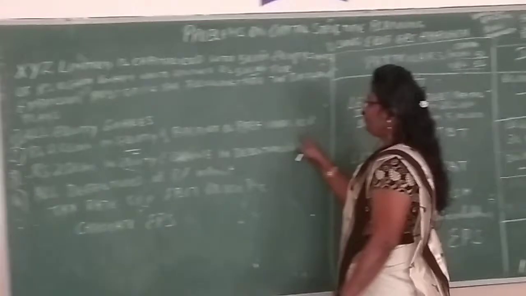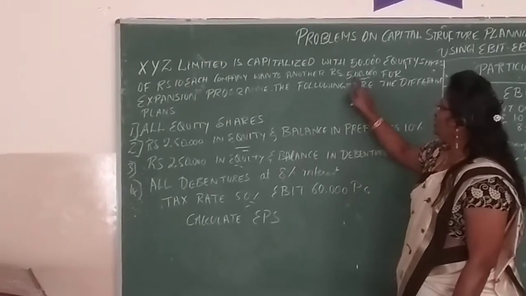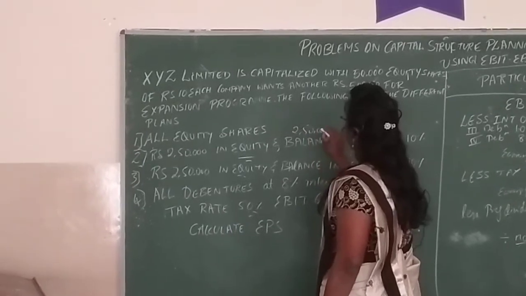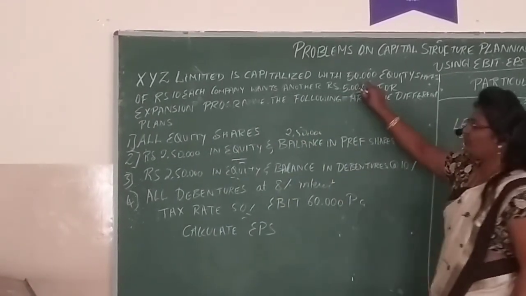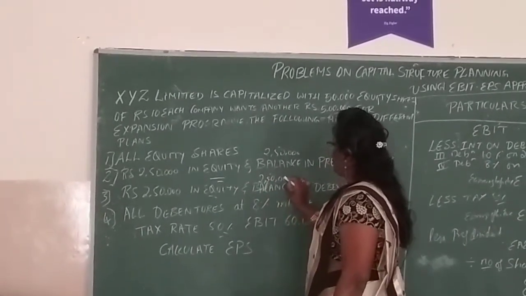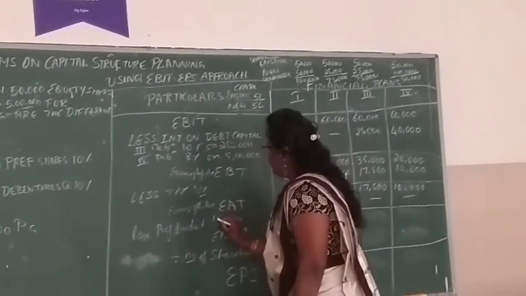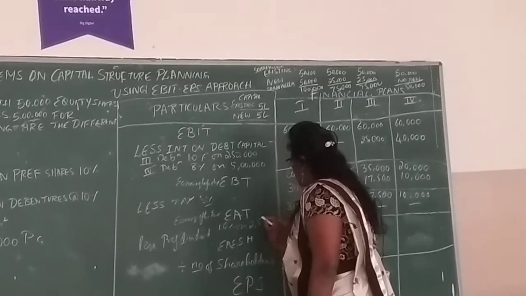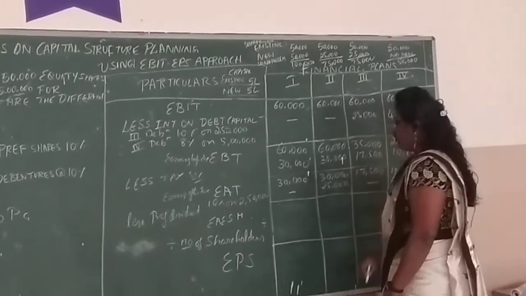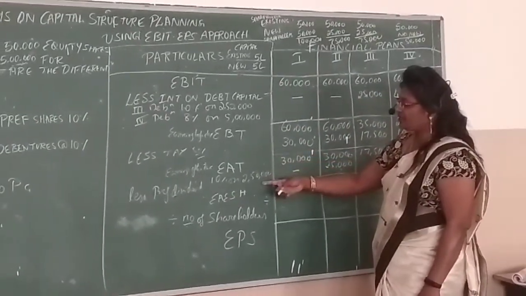So how much? 10%. On how much? The balance. What does it mean? Again 5 lakhs minus 2,50,000 is 2,50,000. Here 2,50,000 and 2,50,000 together is 5 lakhs, so the balance is 2,50,000 here. So 10% preference dividend on 2,50,000, that is for plan 2, is 25,000. Now again we need to subtract: EAT, earnings after tax, minus preference dividend.